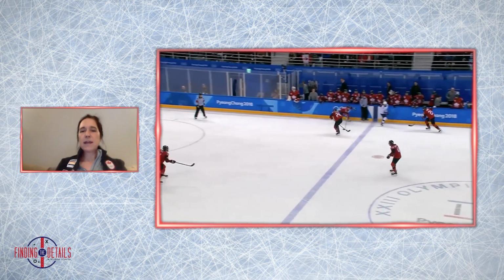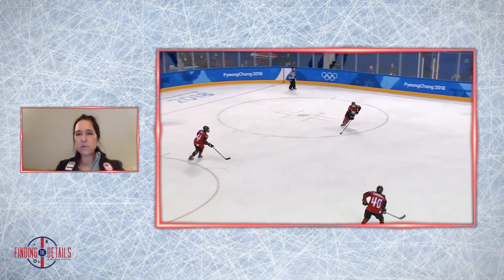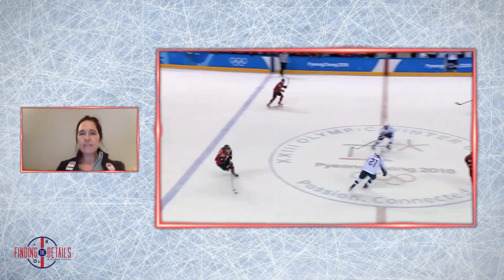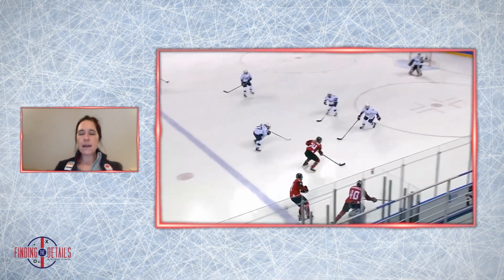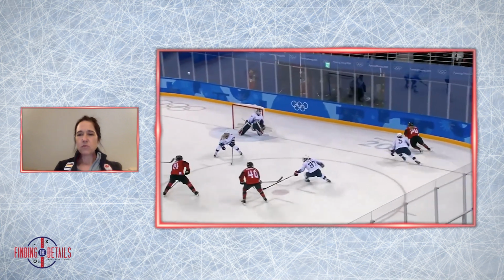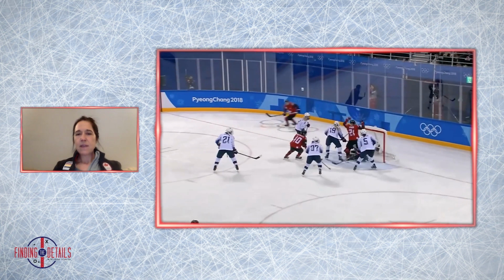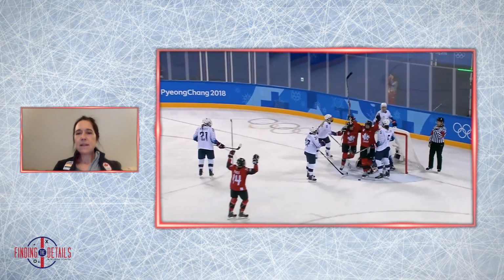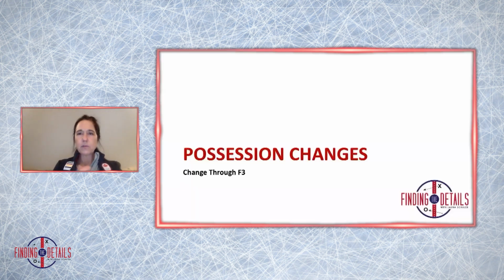We're able to create a nice turnover here. Natalie Spooner, number 24, accelerates the puck through the neutral zone, has awesome speed here, drives the net. Nice play out front, and it's in the back of the net for us. So we're able to get a nice goal off of that one.